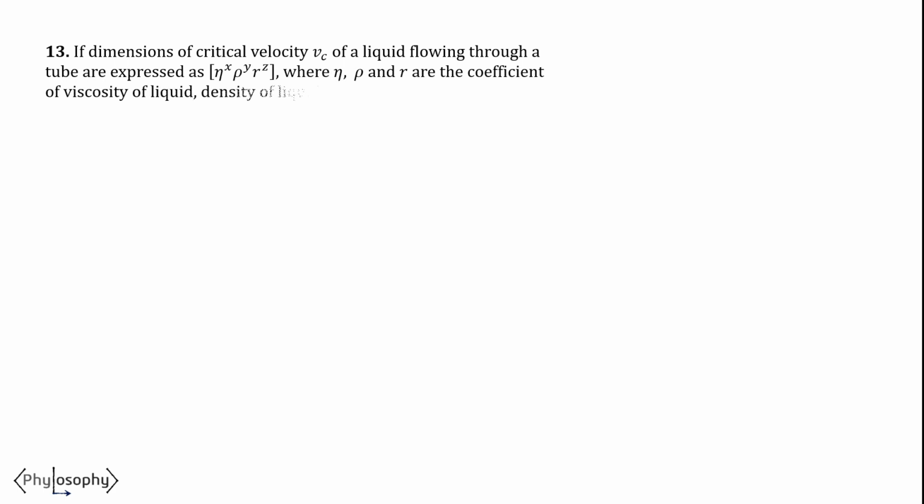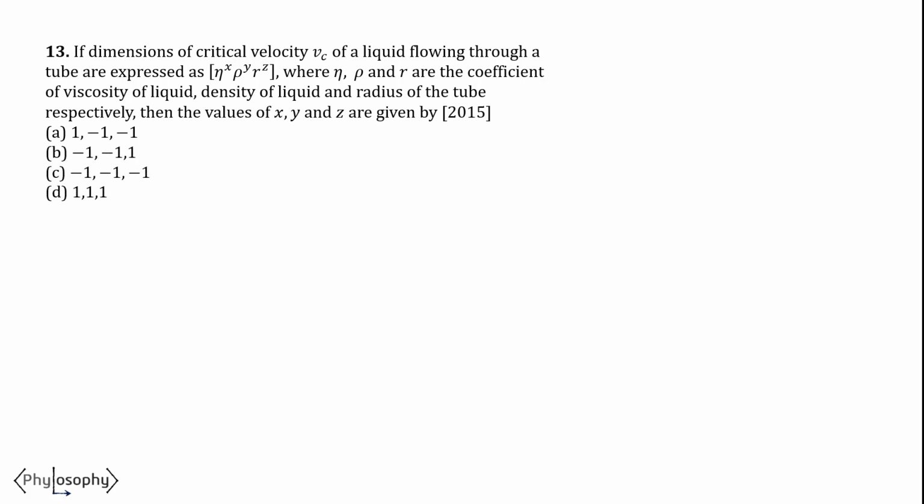Our next problem is, if dimensions of critical velocity Vc of a liquid flowing through a tube are expressed as eta to the power x, rho to the power y, r to the power z, where eta, rho and r are the coefficient of viscosity of liquid, density of liquid and radius of the tube respectively, then the values of x, y and z are given by, and we have to choose the correct answer from these given 4 options.